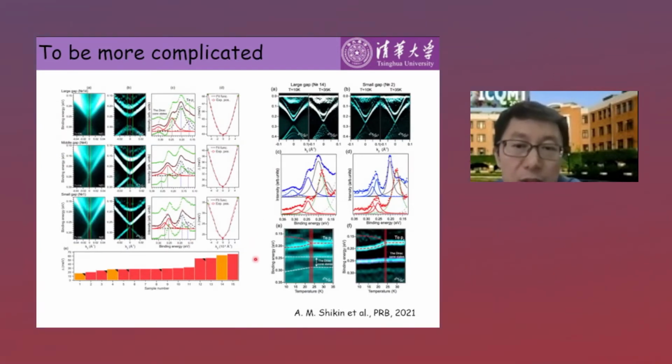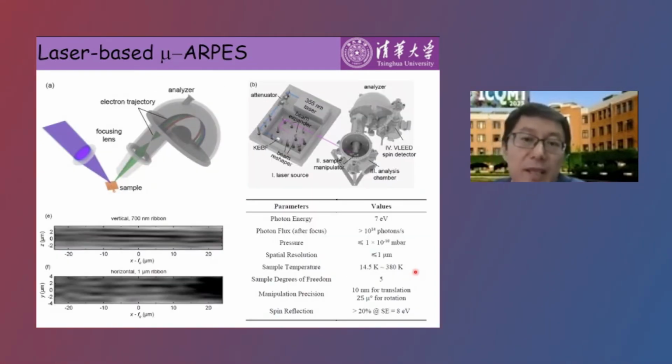To make the situation more complicated, recent RPS measurements suggest the surface gap can vary from 10 millielectron-volt to 70 millielectron-volt, strongly depending on the samples. Some work also suggests the native point defects play an important role in determining the surface gap. To test these scenarios, we used the laser-based micro RPS to study the electronic structure of manganese bismuth telluride.